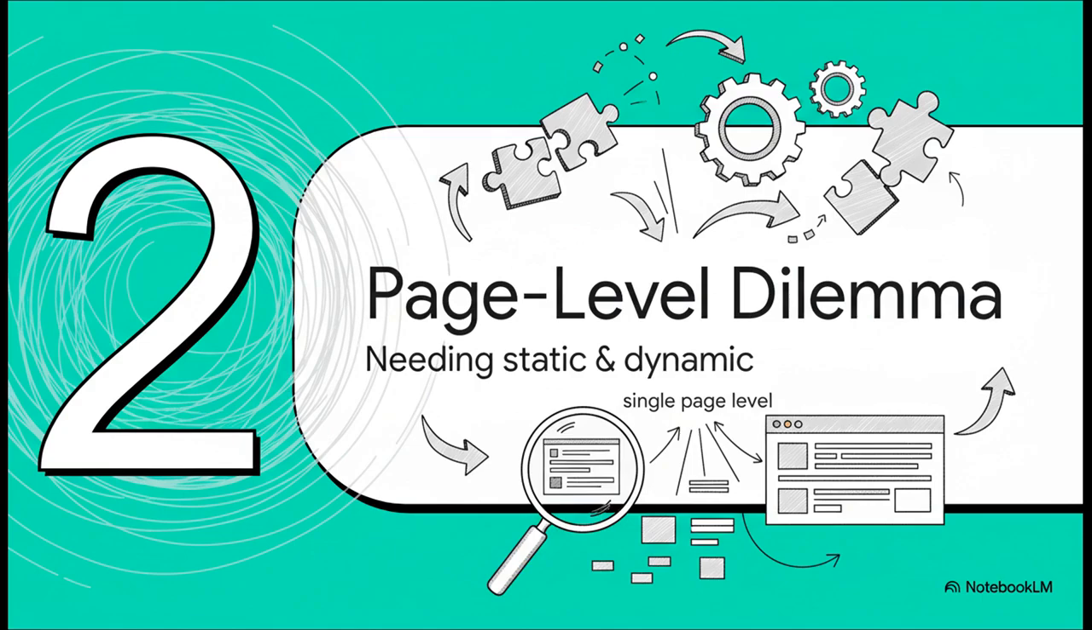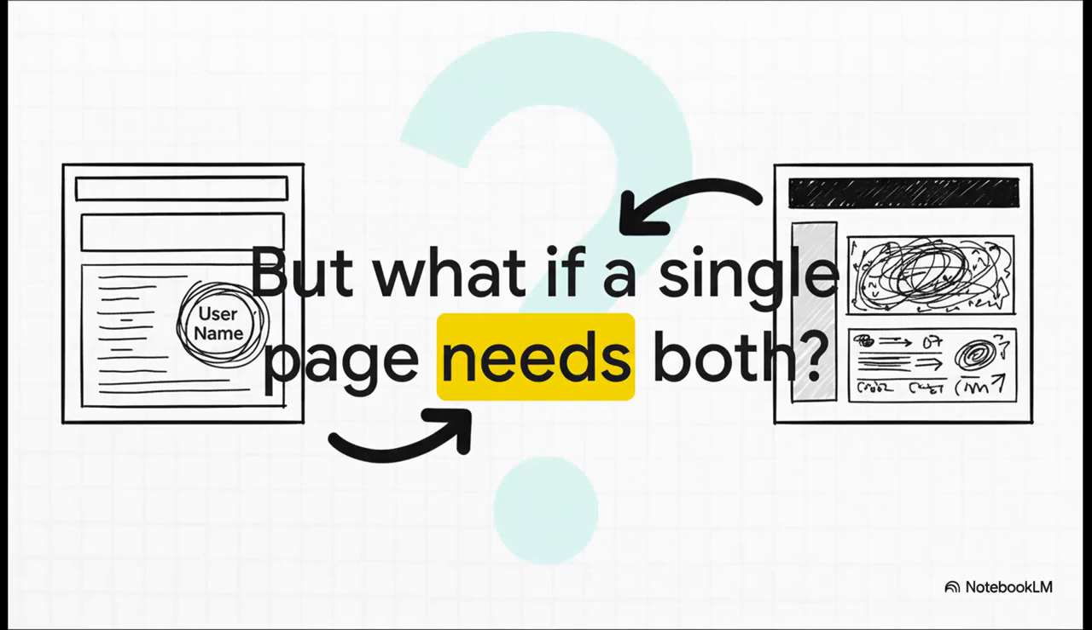So that application-level choice was already a pain, but the problem gets even more tangled when we zoom into a single page. Because let's be real, most pages out in the wild aren't just one or the other, right? Take an e-commerce product page. The product photos, the description, the user reviews, that's all static stuff. But what about the little shopping cart icon in the corner that shows how many items you've added? That's dynamic. The old way of doing things meant that just because of that one tiny dynamic part, the whole page had to be slow and dynamic.